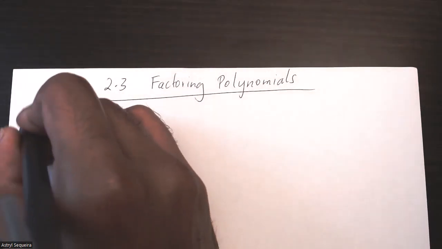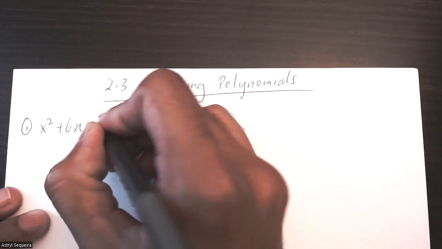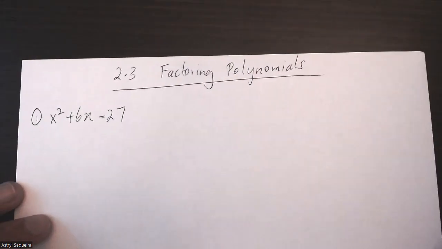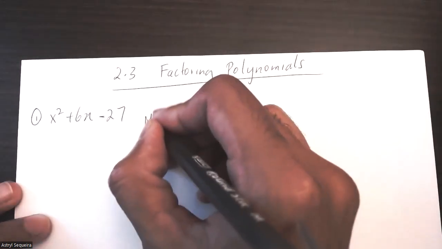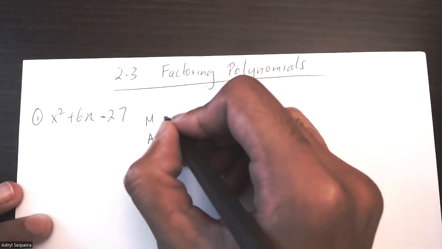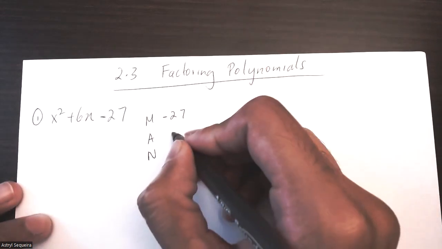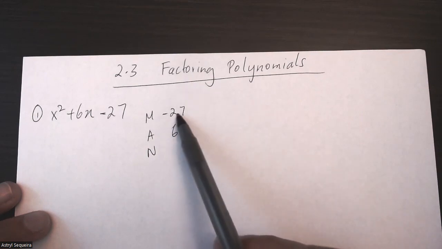I'm going to start with the first question, which is x squared plus 6x minus 27. So this is a simple trinomial. This is just a grade 10 question. We're using our man method over here. So what multiplies to negative 27 and adds to 6? You want to think of two numbers. So I always think of my multiples first.